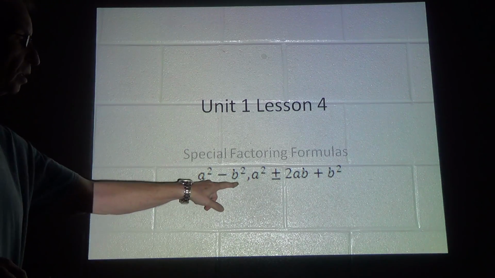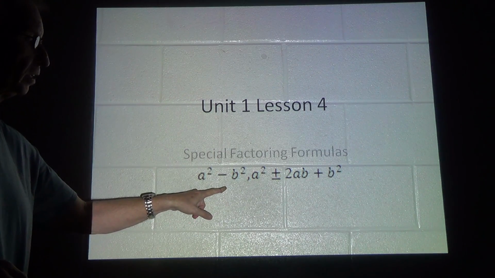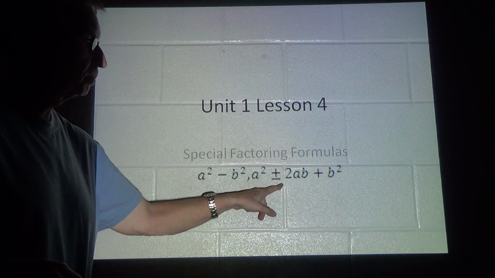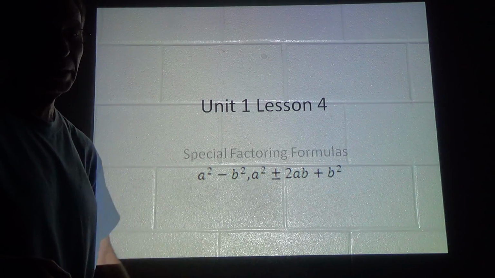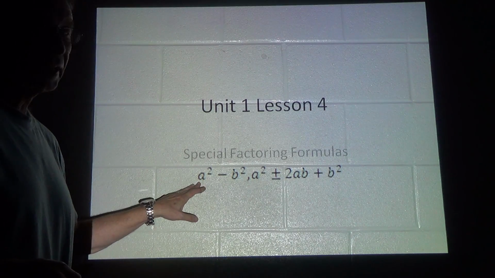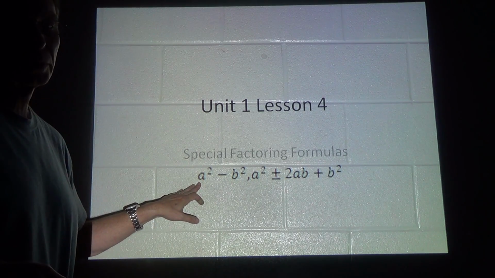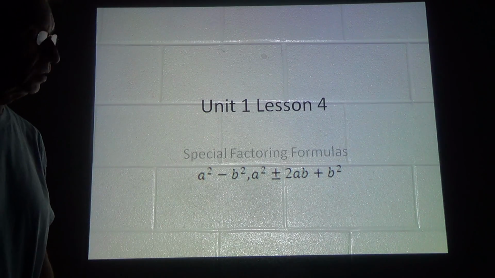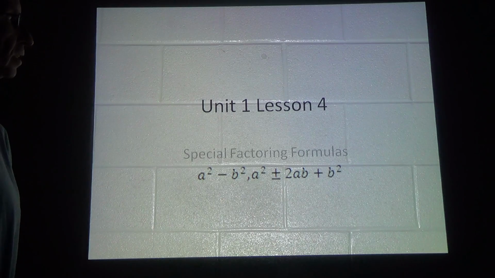Okay, the first thing that we're going to look at, the special factoring formula, is for something in this form right here, which is a squared plus or minus 2ab plus b squared. Then secondly, we're going to look at the difference of two squares, which is a squared minus b squared. Okay, let's take a look at this.